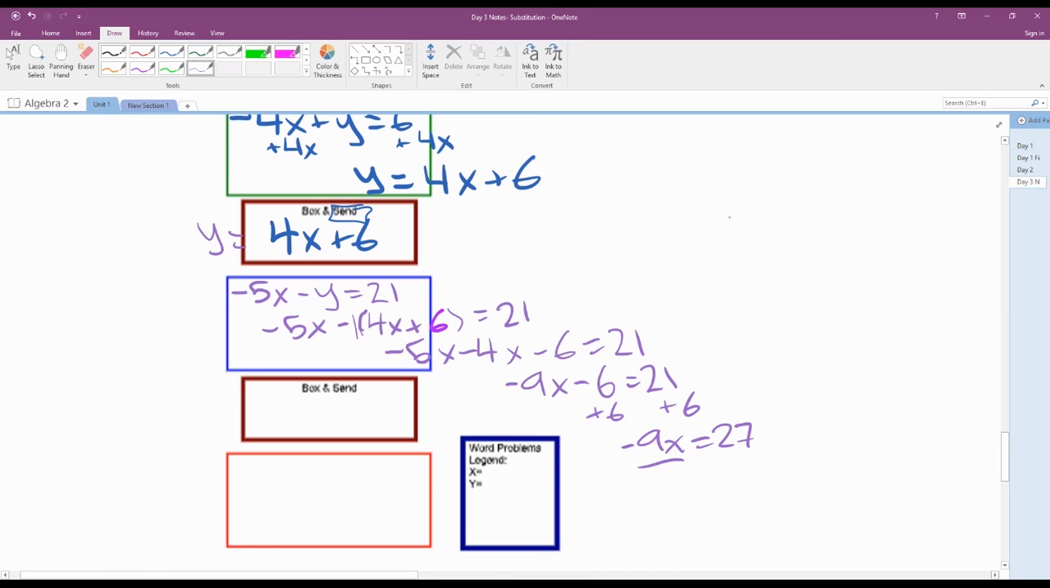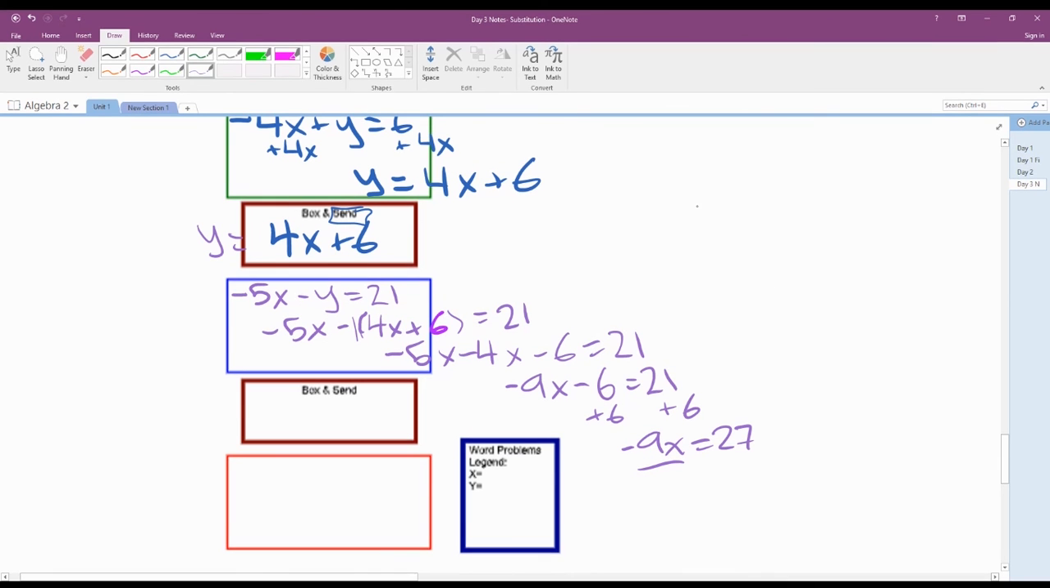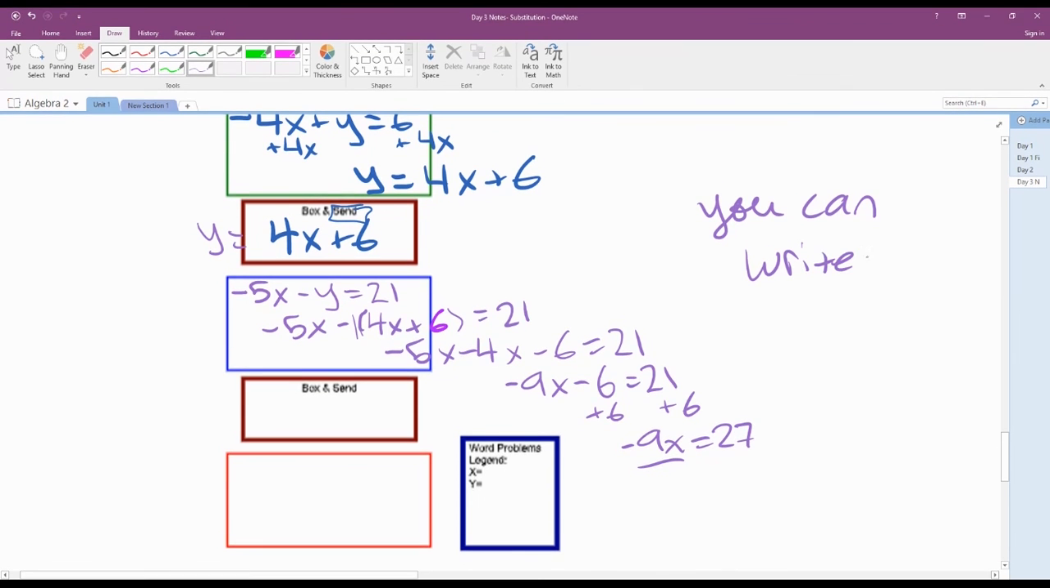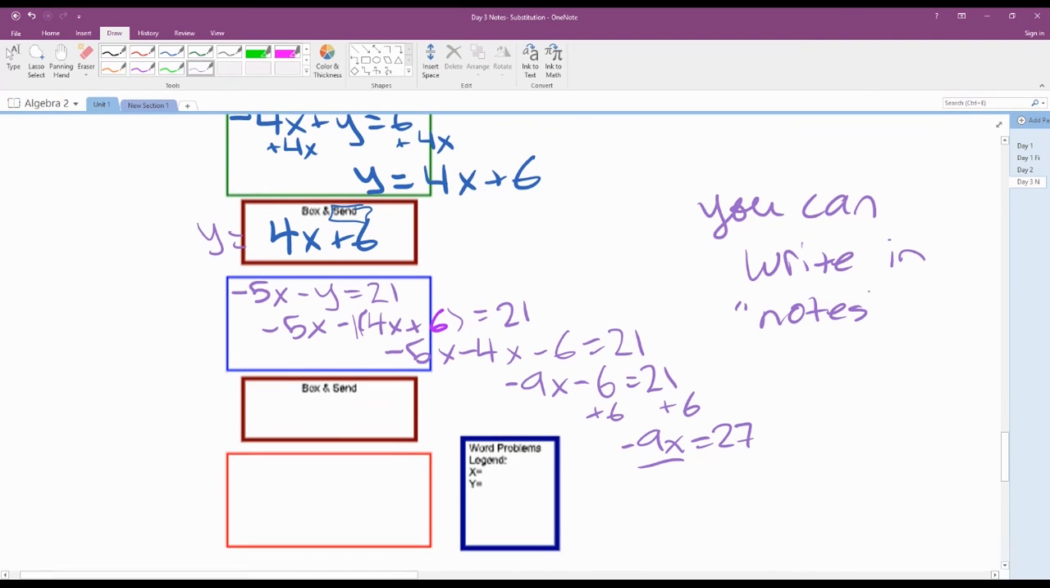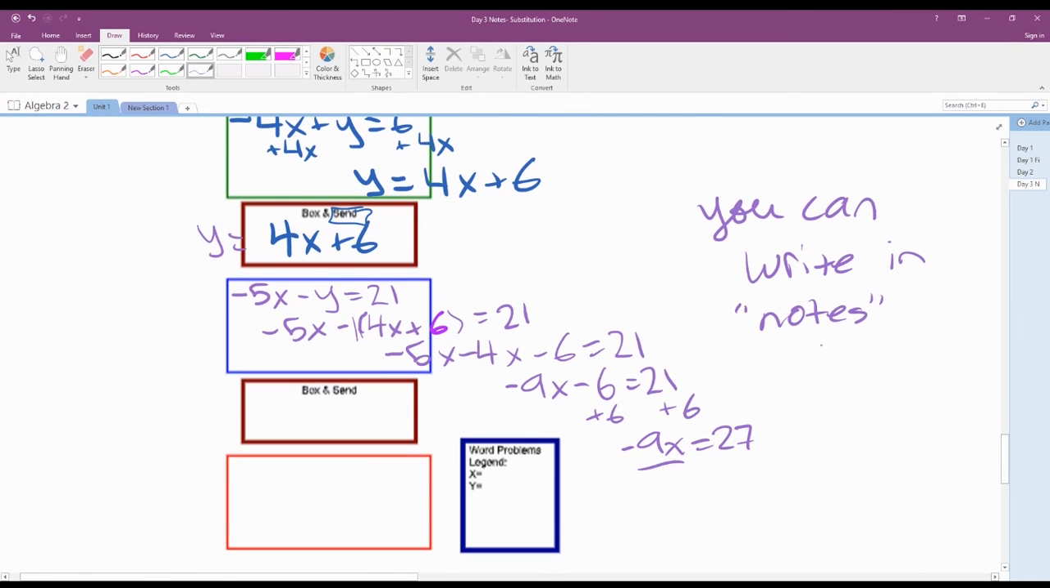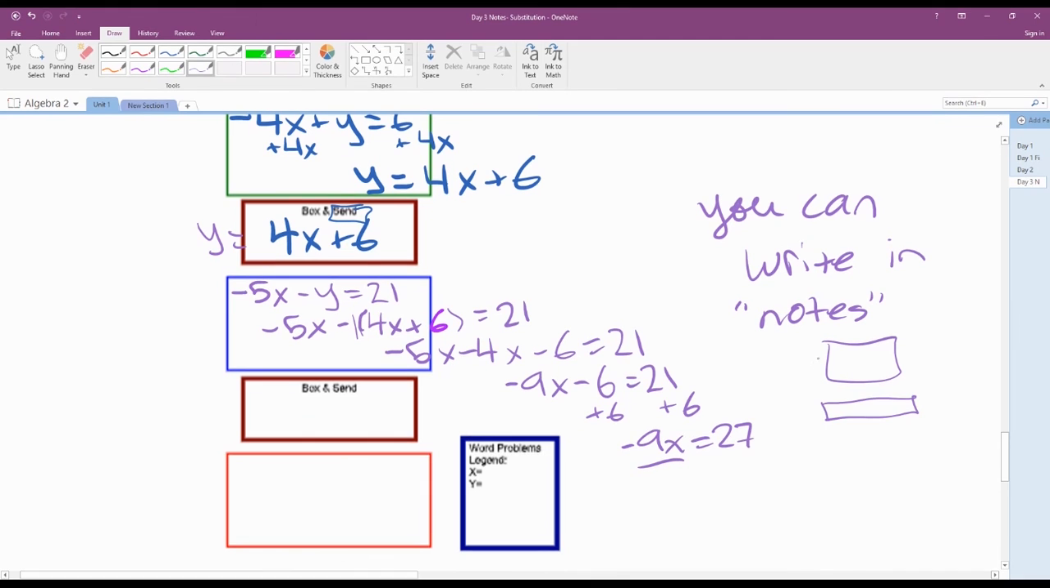If you run out of room, you can write in the notes. Let's see. You can write in the notes part, underneath your slide, there's like this little presenter notes thing. You can write there.